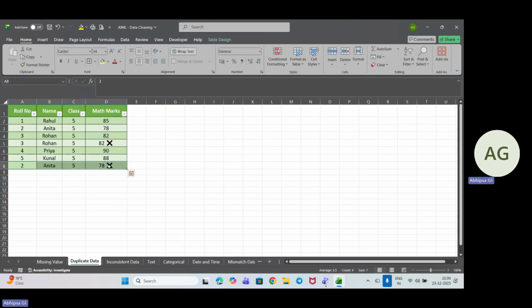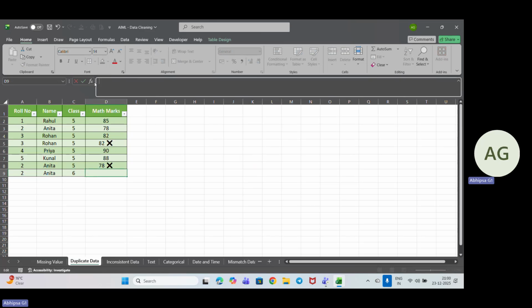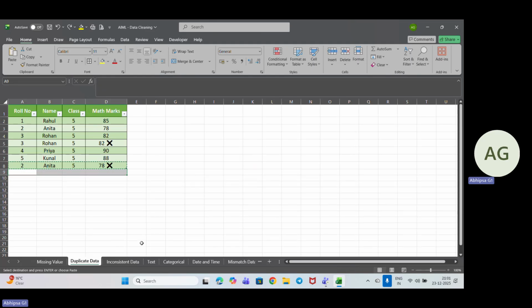Suppose Anita, the same thing we are calling Control C, Control V. The name is Anita, the class is, suppose, 6, and the marks is, suppose, 78, or we can call it 80 as well, right? So now you can see here, this is partially the same because the roll number is 2 and the name is Anita. But these are two different people. One studies in class 5, another studies in class 6, and the marks they have got are also different, right? So this is the partial duplicacy that we can see in the data.